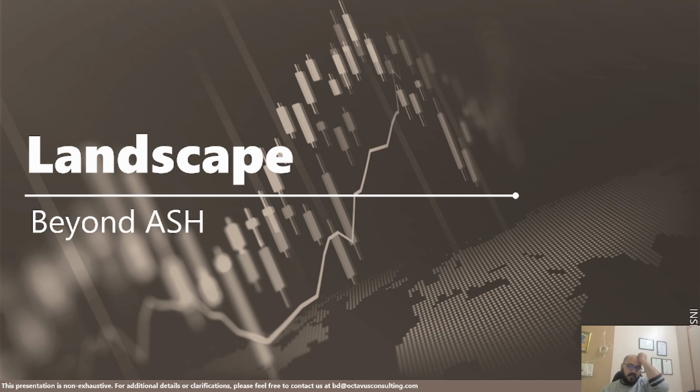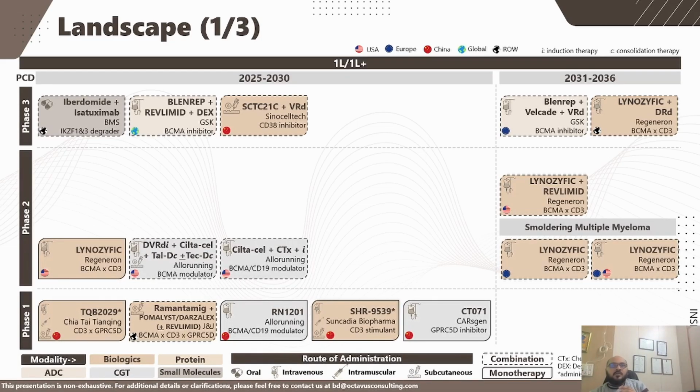This was more regarding the ASH and regulatory. But now let's go beyond ASH and talk about the landscape of multiple myeloma. Multiple myeloma is very vast, very big, so we have tried to incorporate as much as we could. We have already spoken about approved molecules and designations. Now, in these 3 to 4 slides, we are only going to talk about the clinical landscape. First we are discussing 1L plus.